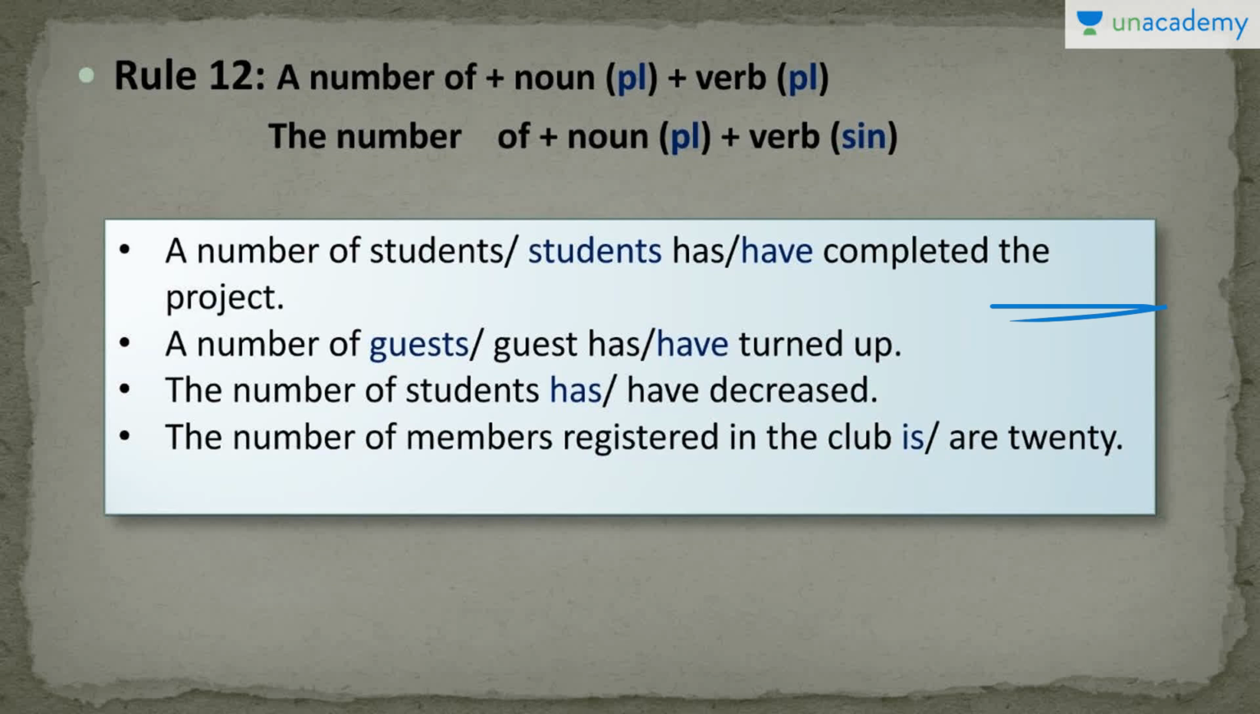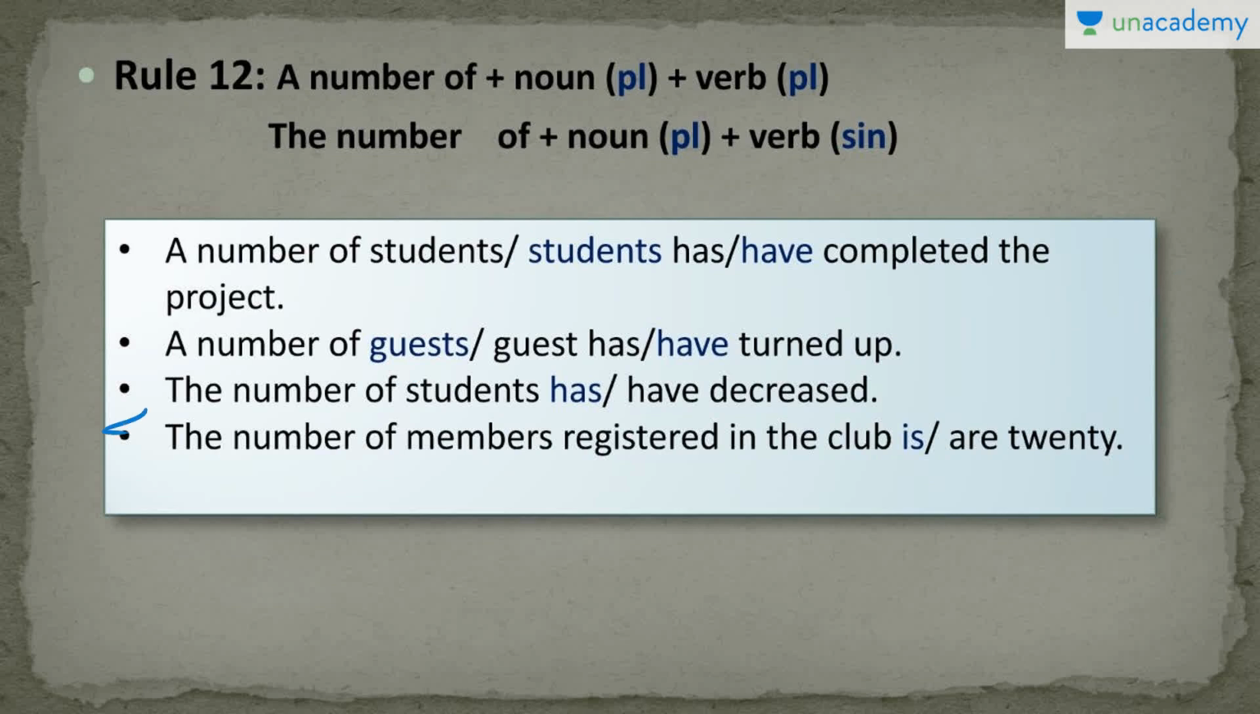Next, a number of guests or guest has or have turned up. Now again, I know that a number of is a complete phrase which means many or several, so it will be followed by a plural noun. So I will choose guests, and that in turn will be followed by a plural verb, so I will choose have, and the correct sentence would become: a number of guests have turned up.